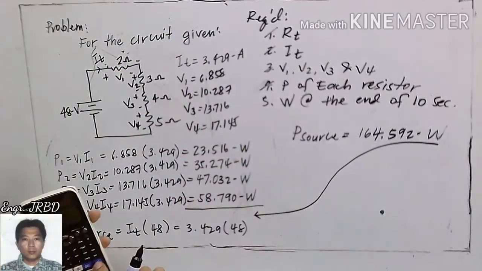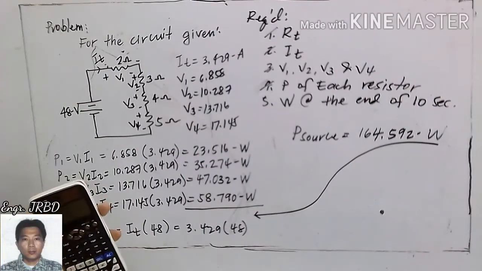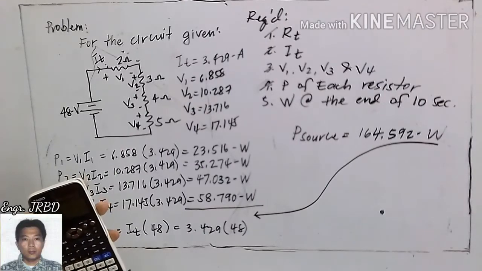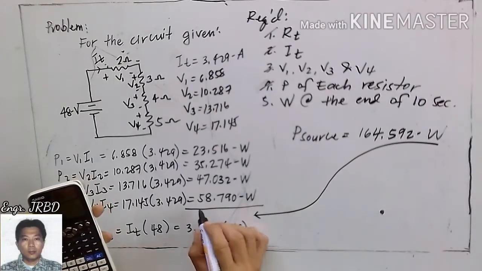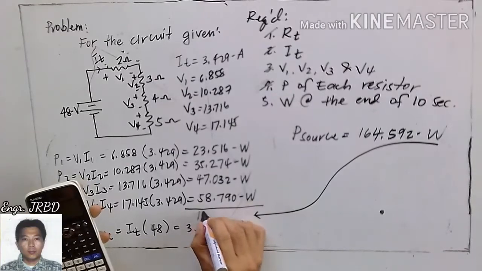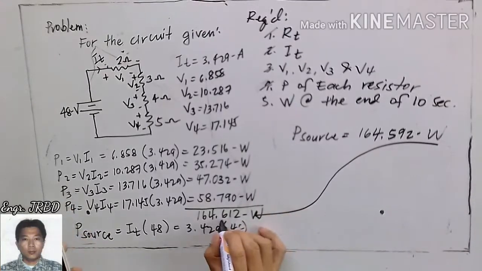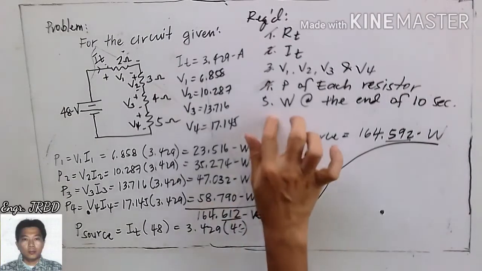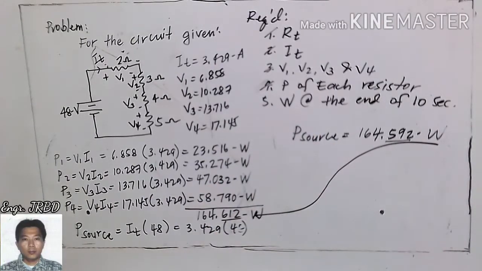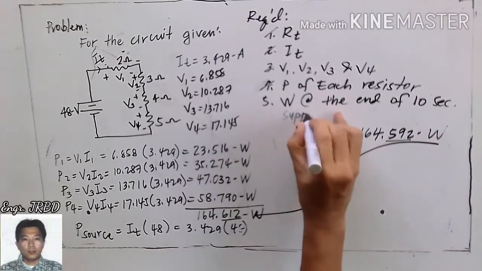If you will try to add this, the result will be 164.612 watts. The difference in decimal places is just due to the rounding of figures. Okay? And the last requirement is the electrical energy at the end of 10 seconds, supplied by the source. Okay?